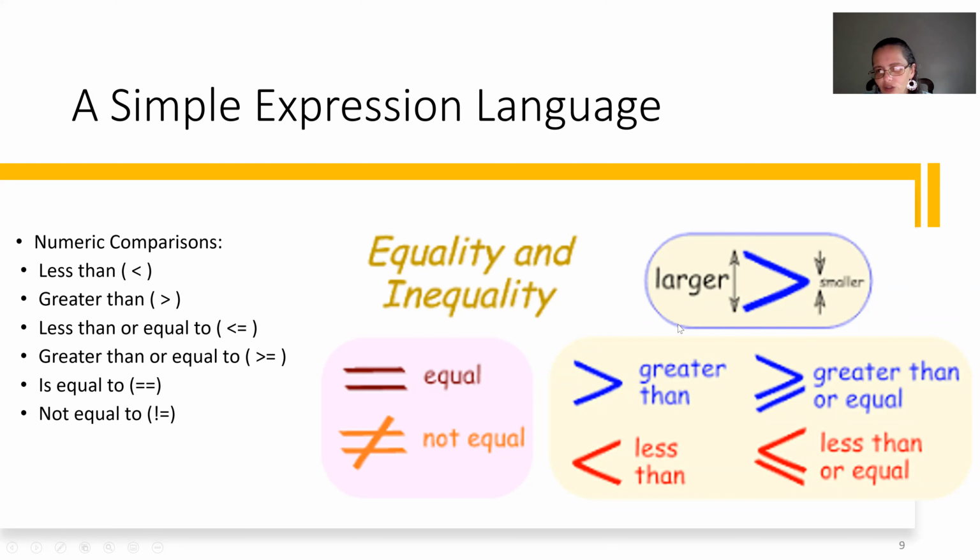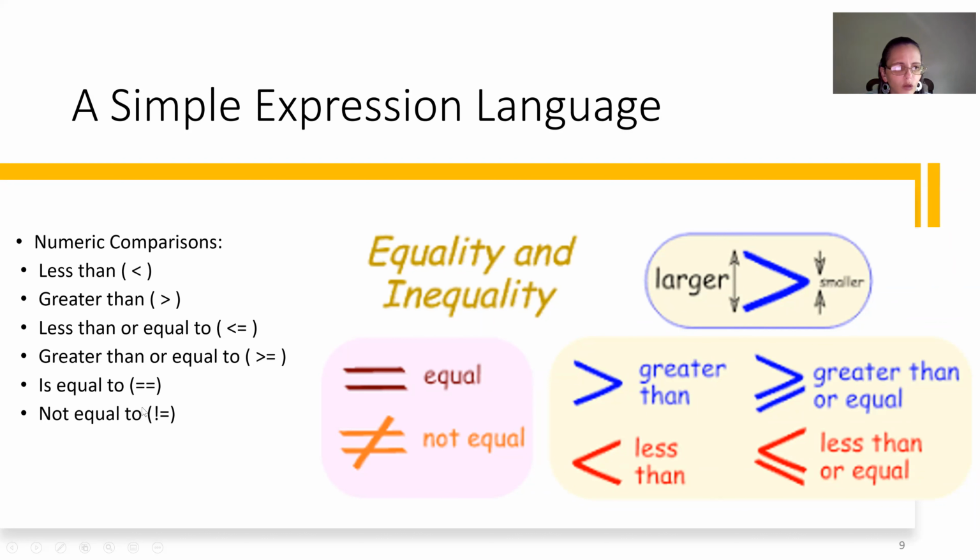So this is the big side, so this always points to the bigger number. So when you have a big number on the left and a little number on the right, that's greater than. And then we also have the less than symbol, which has the small number on the left and the greater number on the right. These also have the greater than or equal to equivalencies over here.